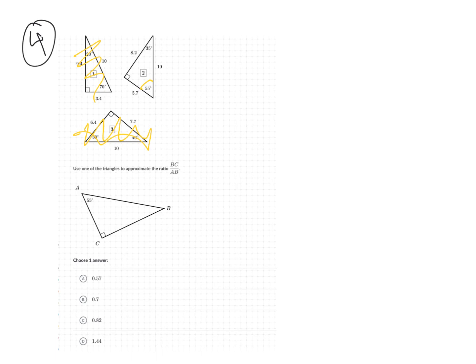Now, we want to know the ratio of BC and AB. So let's first look at which sides those are. This is hypotenuse, this is opposite and adjacent. Opposite is across from it. We want to know BC over AB. BC is opposite, AB is hypotenuse.